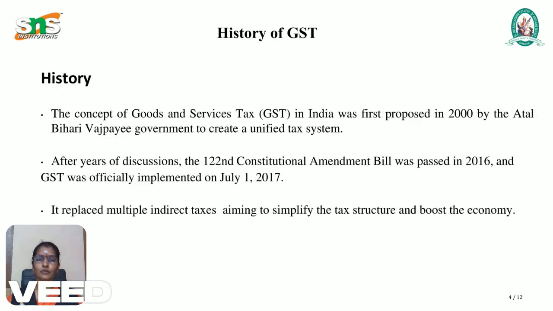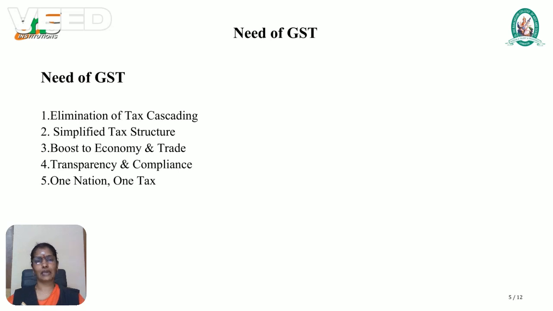Next, we move to the GST history and evolution. The concept was proposed in the year 2000 by the Atal Bihari Vajpayee government to create a unified tax system. After years of discussion, the 122nd constitutional amendment bill was passed in 2016, and GST was officially implemented in 2017. It replaces multiple indirect taxes, aims to simplify the tax structure, and boosts the Indian economy.